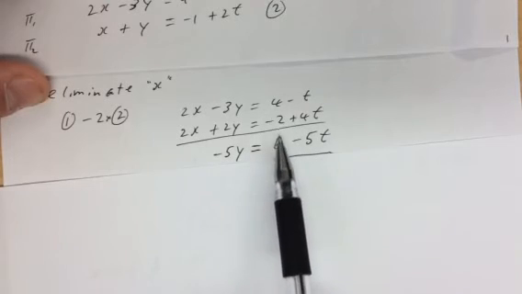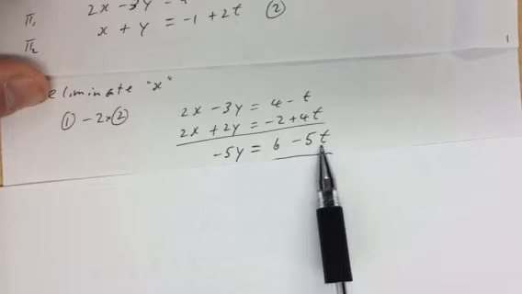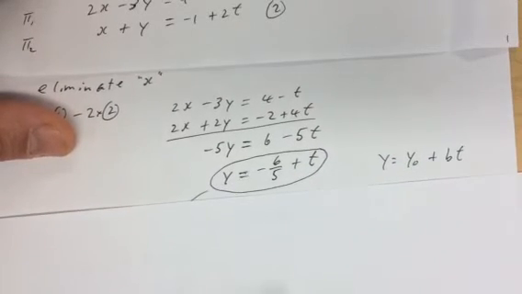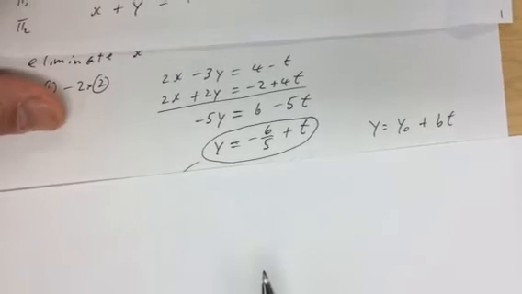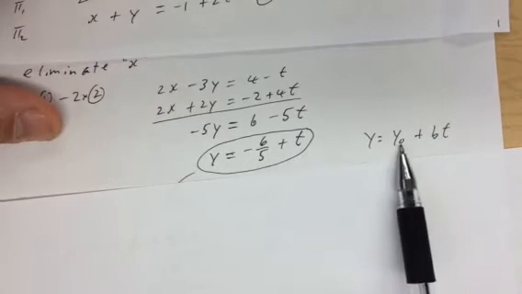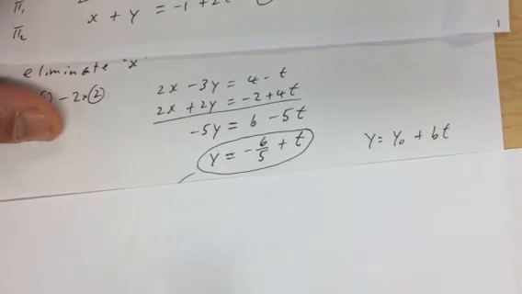I get negative 5y. 4 minus negative 2 is positive 6. And then the t's give me negative 5t, and that simplifies to y equals negative 6/5 plus t. And that's our y naught plus bt. So b is 1, y naught is negative 6/5.